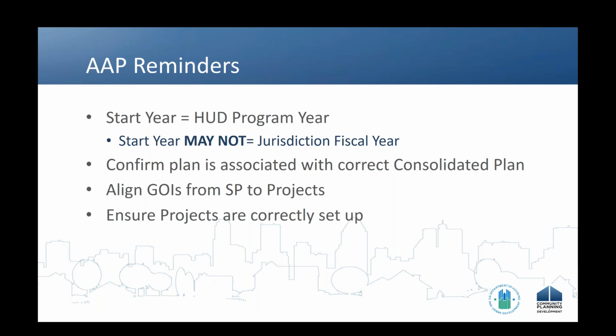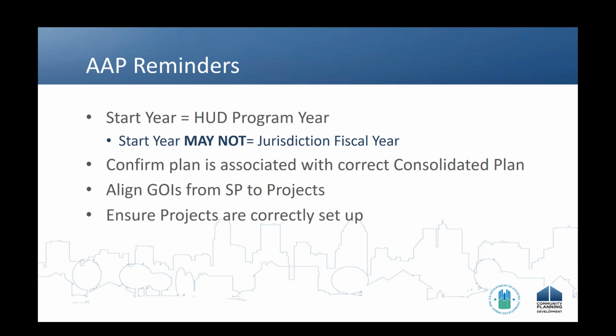A great point. Thanks, Chris and Beth. All right, so now that we have talked through the process of setting up your 2017 action plan, let's just highlight a few key reminders, and we'll point out each of these in more depth. So first, the start year should always be the HUD program year. I know a number of you on the line may have a different fiscal year schedule, and as such, your local fiscal year may be different from the HUD program year. Your action plan should be the HUD program year.